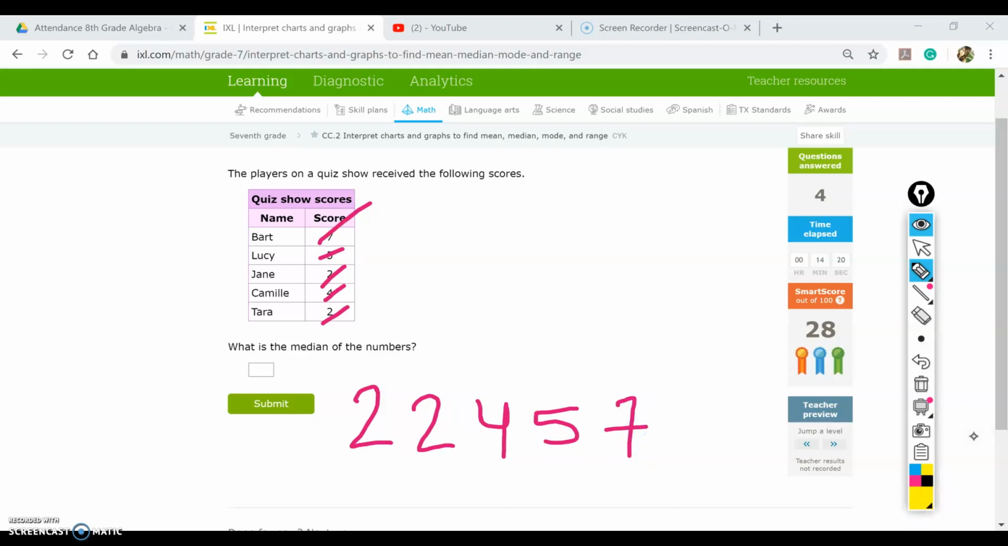So the median would be whatever number is in the middle. Look how you jump 2 here, you jump 2 here. So the median would be 4.